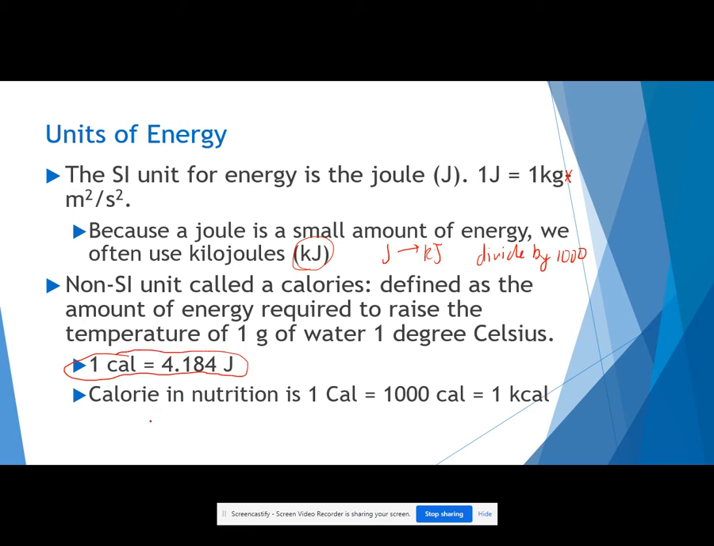Now, we hear calorie and we associate it with food, but know that a science calorie and a food calorie are different. They're usually indicated by a capital or a non-capital letter. If it's non-capitalized, it's science. If it's capitalized, it means a Calorie in food or nutrition. And 1 capital C Calorie is actually equal to 1,000 calories or 1 kilocalorie.